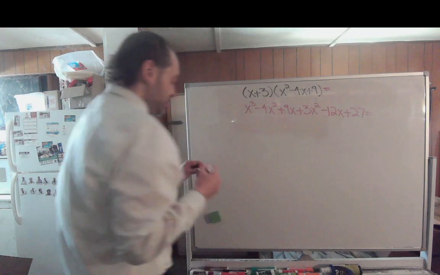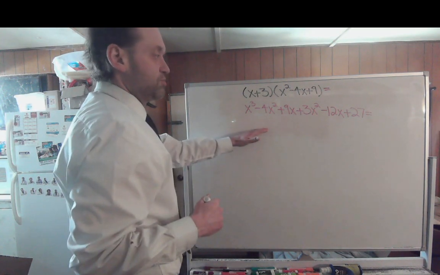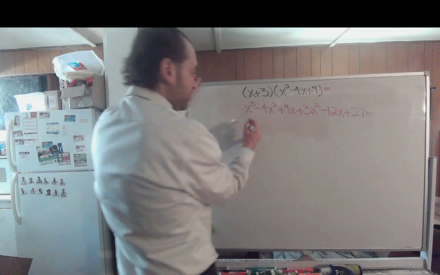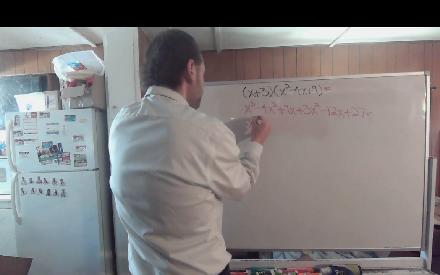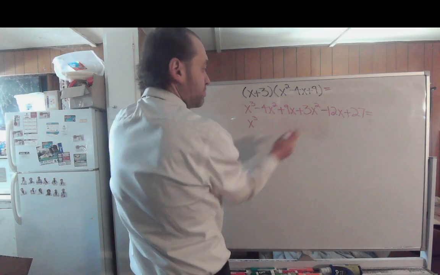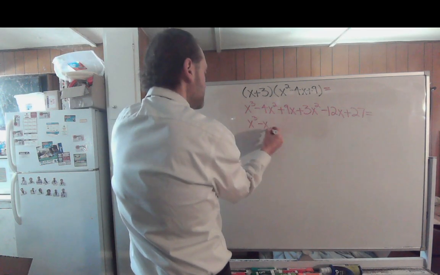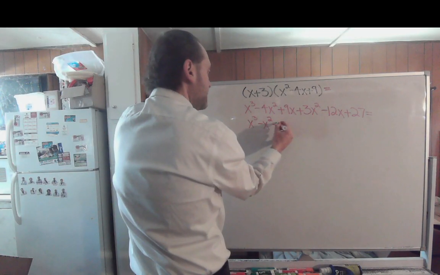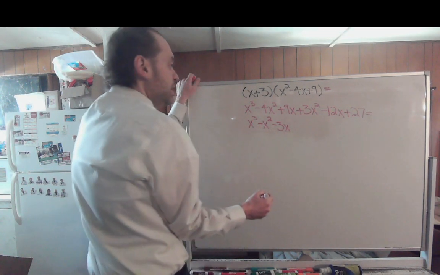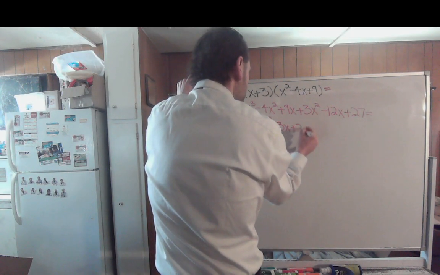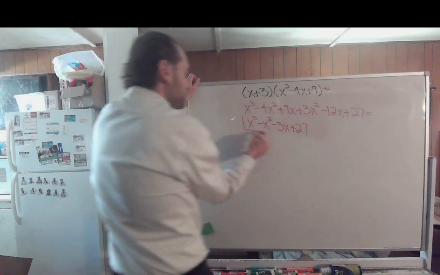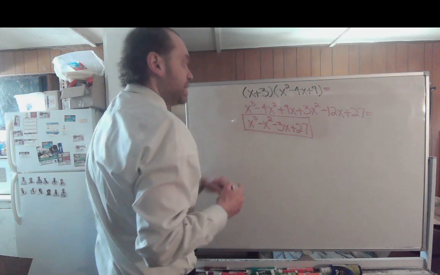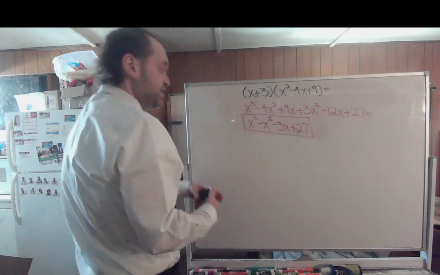So now you just have a simple addition, subtraction of variable terms. So the x to the third, that's our only x to the third. Now you have negative 4x squared plus 3x squared, that becomes minus x squared. Then you have positive 9x minus 12x, that'd be minus 3x. And then you have just your plus 27. So this would simplify into x to the third minus x squared minus 3x plus 27. These still aren't too bad.